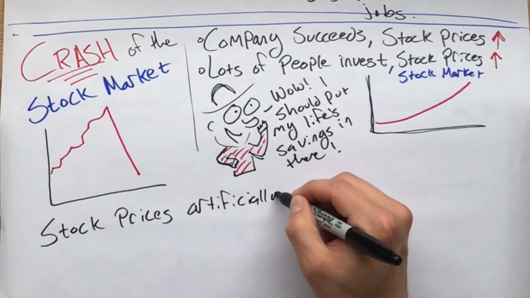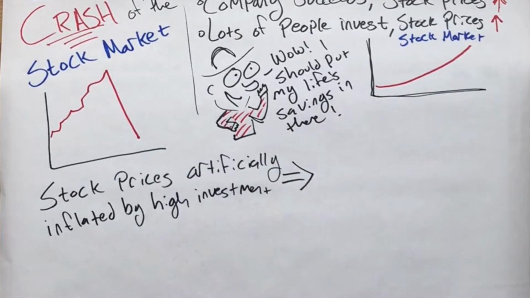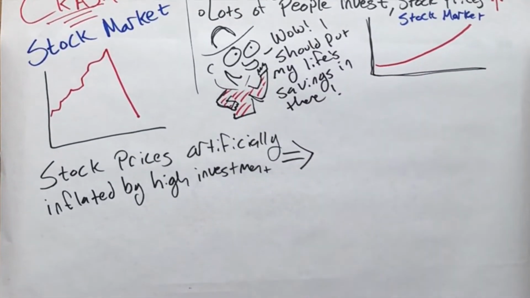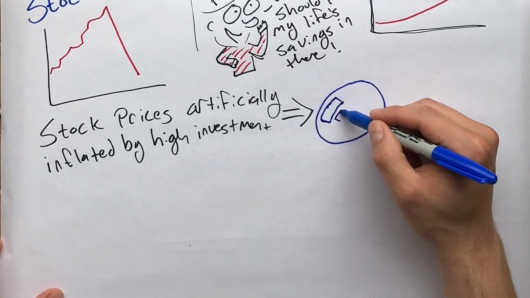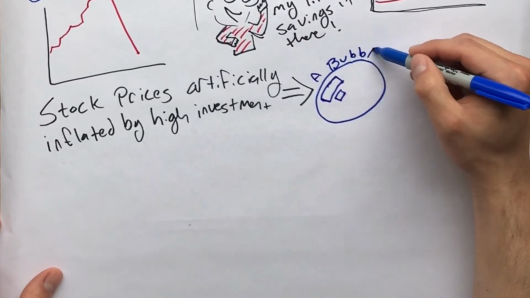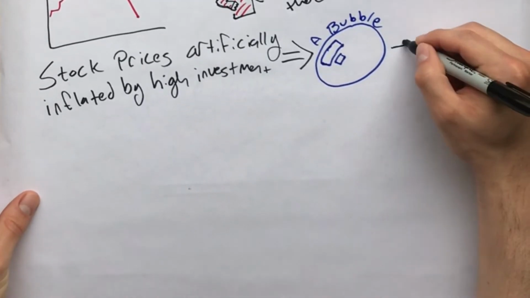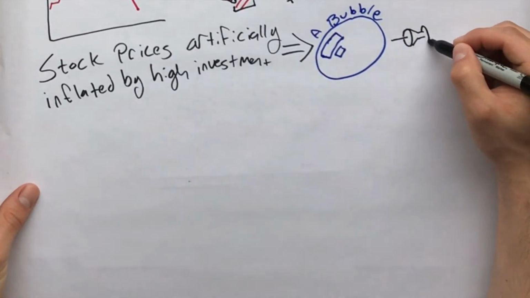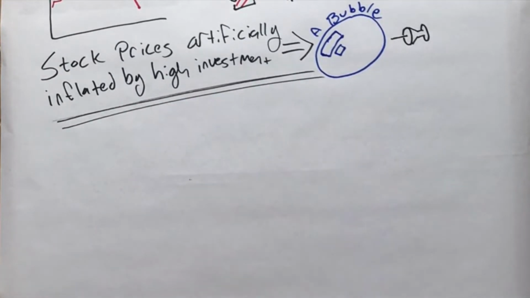Now, because stock is a commodity, this increased investment led to an increased value in the stock. And at a certain point, the value of the stock was caused more by people investing in the stock market than the actual productivity of the companies itself. This created what we call in economics a bubble. And what do bubbles do? They pop.